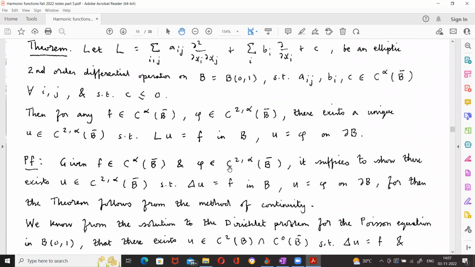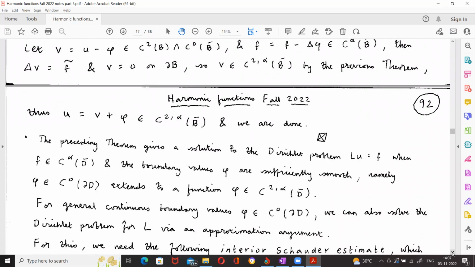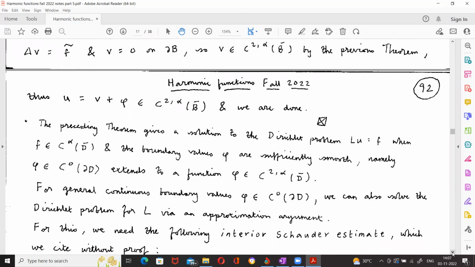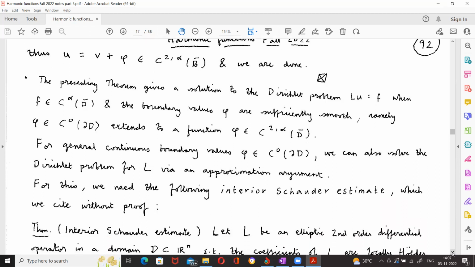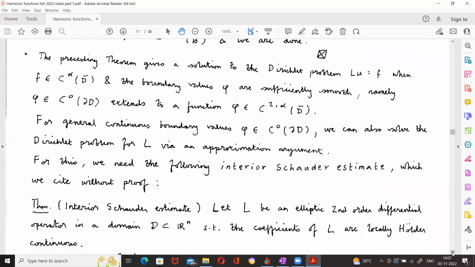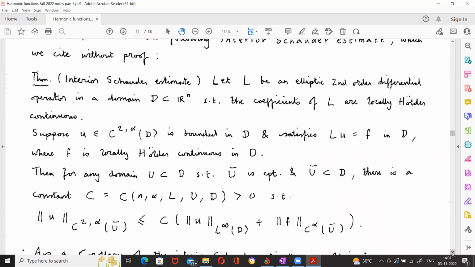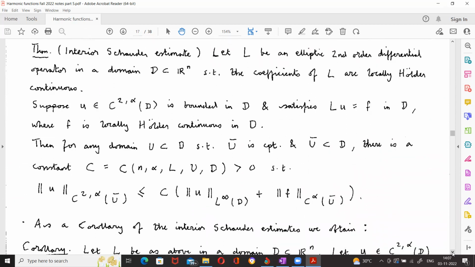Okay. And then once we had the solution for boundary values, which are C2 alpha on the closed ball, then by an approximation argument, we got the solution of the Dirichlet problem for general boundary values, right? So this was the approach we took. So any questions about this? Any questions?